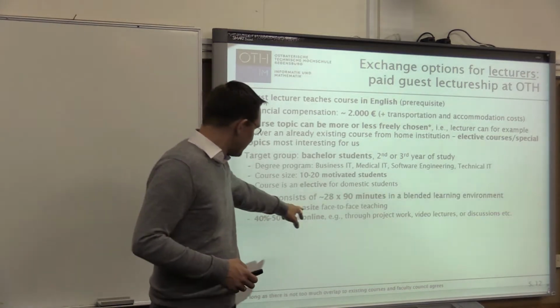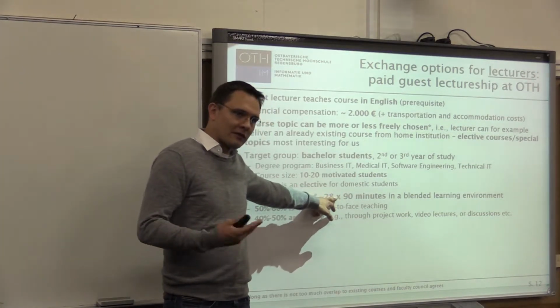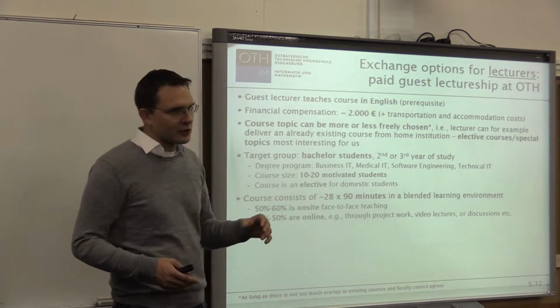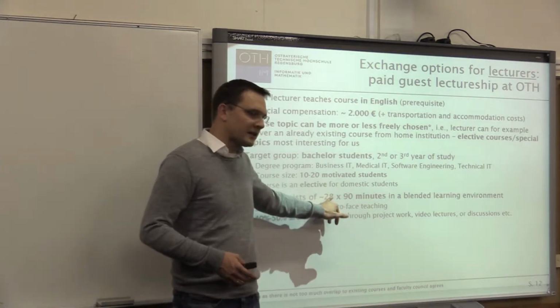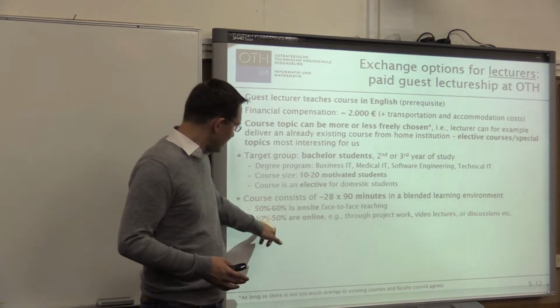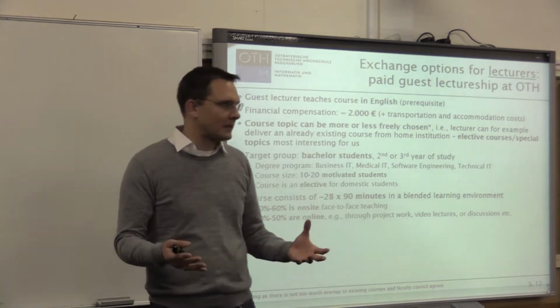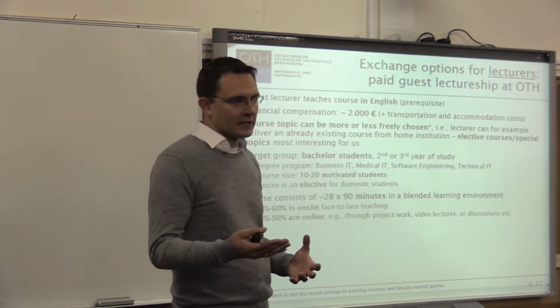Such a course would consist of 28 times 90 minutes of teaching. That's how we break down those 5 European credit points. And what we usually do is say to the guests, okay, 50 to 60% of these 28 sessions, please deliver on site in Regensburg. And for the remaining 40 to 50%, you do some sort of blended learning: video lectures, pre-recorded lectures, readings, project work.